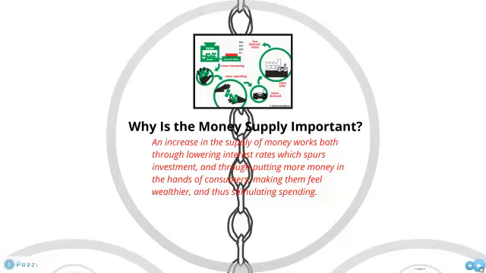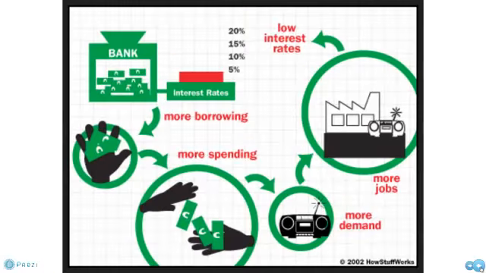Why is the money supply important? An increase in the supply of money works both through lowering interest rates, which spurs investment, and through putting more money in the hands of consumers, making them feel wealthier and thus stimulating spending. Business firms respond to increased sales by ordering more raw materials and increasing production. The spread of business activity increases demand for labor and raises the demand for capital goods. In a buoyant economy, stock market prices rise and firms issue equity and debt.